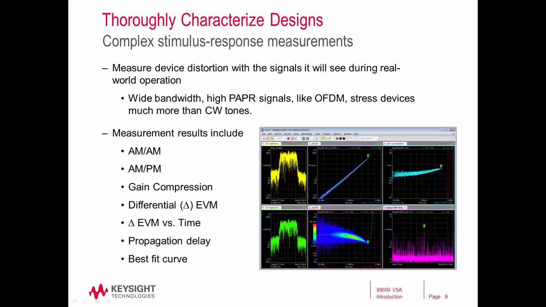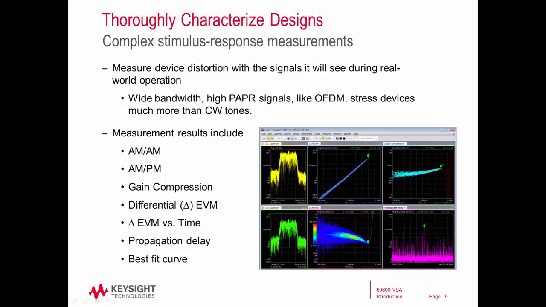One example of this is the complex stimulus response measurements that we're showing here. So what this lets you do is measure the input of your device, or the stimulus, and then measure the output of the device, or the response signal, and analyze those together and make comparative measurements.